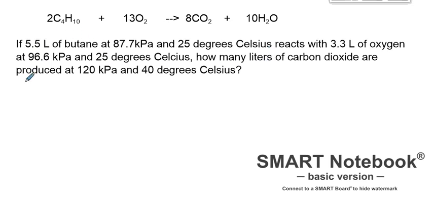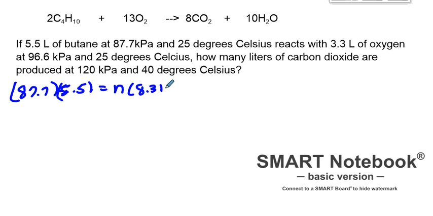So I have 5.5 liters of butane. So I'm going to do 87.7 multiplied by 5.5. Okay. And that's going to equal my number of moles, which I don't know what it is, times 8.31. Of course, I need to convert temperature into Kelvin. Okay, and n for this one is my moles of butane, which is 0.195. And I'll make sure I label that, okay, as C4H10.